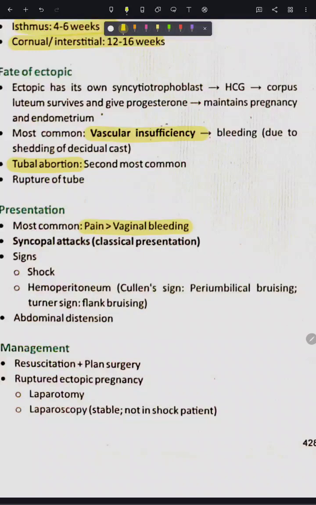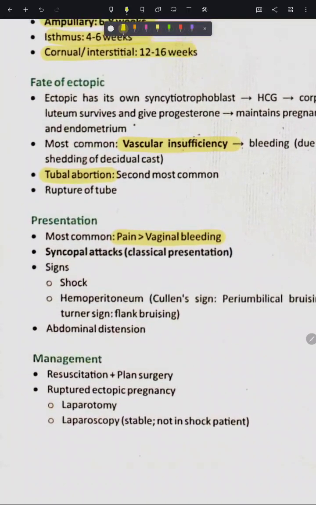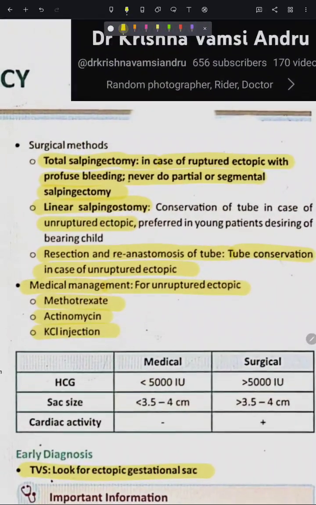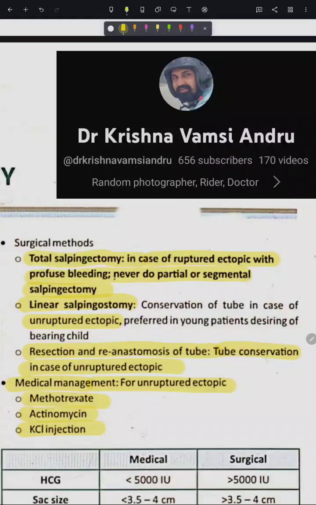Management: resuscitation plus planned surgery. Ruptured ectopic pregnancy, laparotomy. Laparoscopy should be done in a stable patient, not in a patient in shock. Surgical method: total salpingectomy. In case of ruptured ectopic with profuse bleeding, never do partial or segmental salpingectomy. In a ruptured ectopic pregnancy, never leave the fallopian tube. So total salpingectomy.